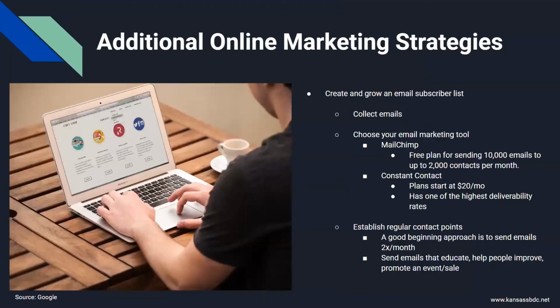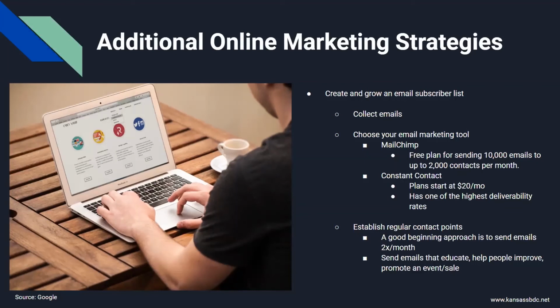So this is our last, this is kind of the home stretch, some additional online marketing strategies. So the first would be creating and growing an email subscriber list. This is where you would collect emails from your customers and you can send out monthly or bi-monthly emails to kind of keep customers engaged and up to date on what you're doing in your business, any special deals or events you might have coming up.